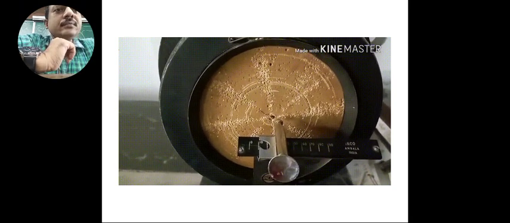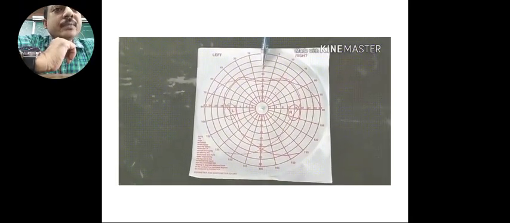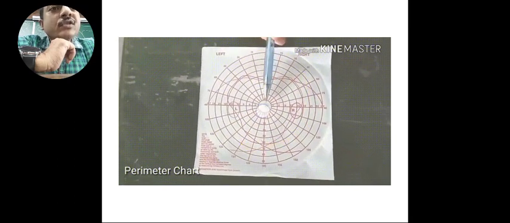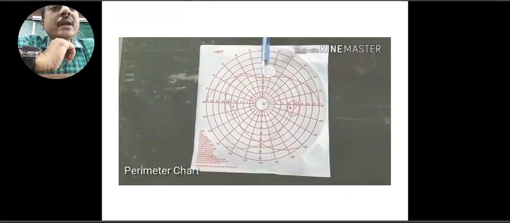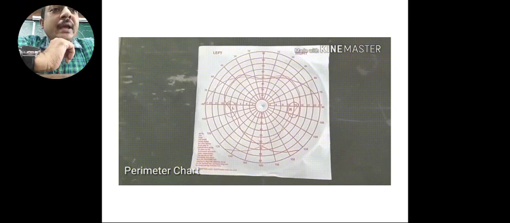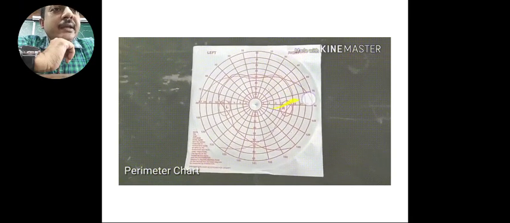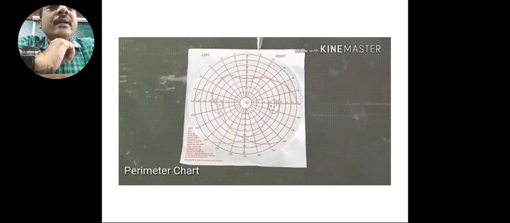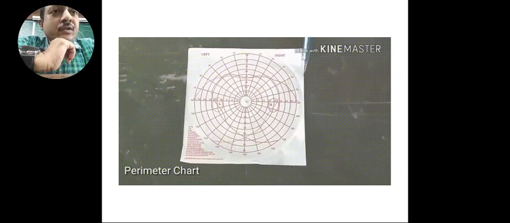Now, this picture shows the perimetric chart. This is the central fixation point, and there are 9 circles around the central fixation point. These are known as isopters of equal visual point. The total 360 degrees is divided by radiating lines at 15-degree intervals. These are known as the meridians. So there are 24 meridians and 9 isopters.